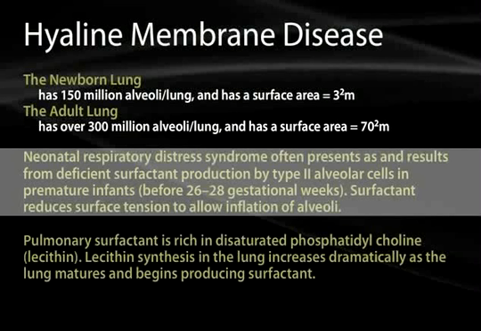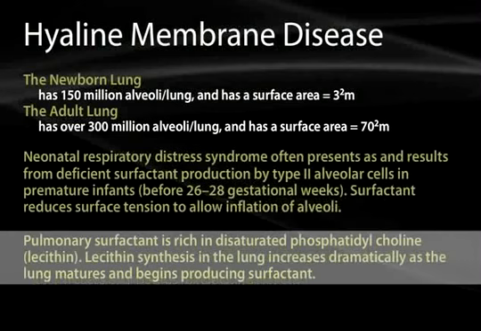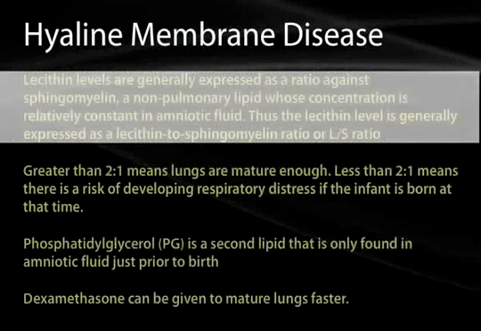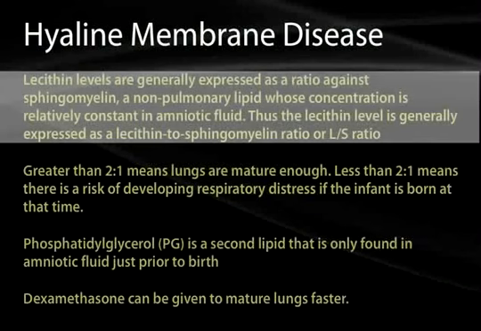Respiratory distress syndrome is a fairly common problem in neonates, and it can be from a deficiency of surfactant of the type 2 alveolar cells, or it can be a problem with the surface tension and the inflation. If pulmonary surfactant is rich, there's going to be a level of desaturated phosphatidylcholine, or lecithin, and that lecithin synthesis in the lung is going to increase very dramatically as a lung matures and begins producing surfactant.